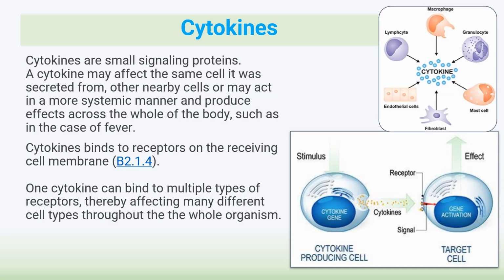Cytokines, as I said, will be covered more in the disease topic. They're small signaling molecules, and they may affect nearby cells, or they may affect in a more systematic approach and affect the whole body. They bind to receptors as per usual on the cell surface membrane, and one cytokine can bind to many types of receptors, so it can affect many different cell types, so triggering the immune response.